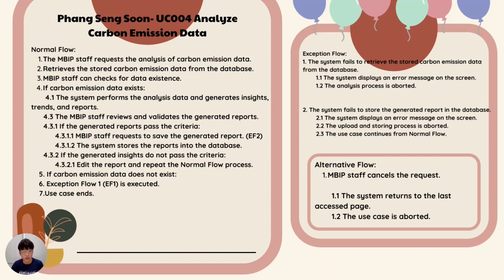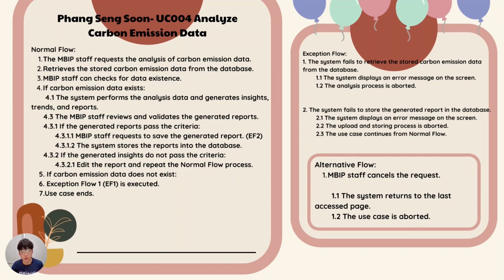The MPP staff need to review and validate the generated reports. If the generated report passes the criteria, then the MPP staff request to save the generated report, and the system will store the report into the database. If the generated insight does not pass the criteria, then the MPP staff need to edit the report again and repeat the normal flow process. If carbon emission data does not exist, then exception flow 1 is executed.